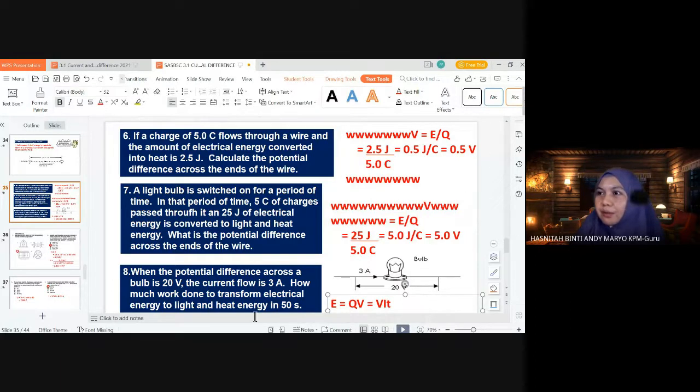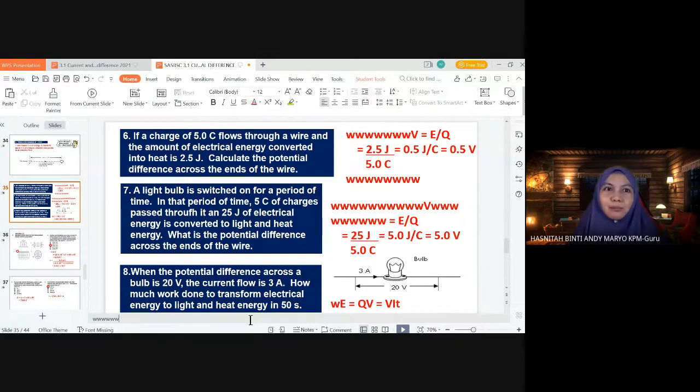Sorry, my mouse has a small problem. Okay, so this is how we find V, potential difference. This is the energy or the work done. This is Q. So you just replace in this formula, and you will find the answer as 0.5 volt. I'm still typing that down. Am I answering your question, Nicholas?